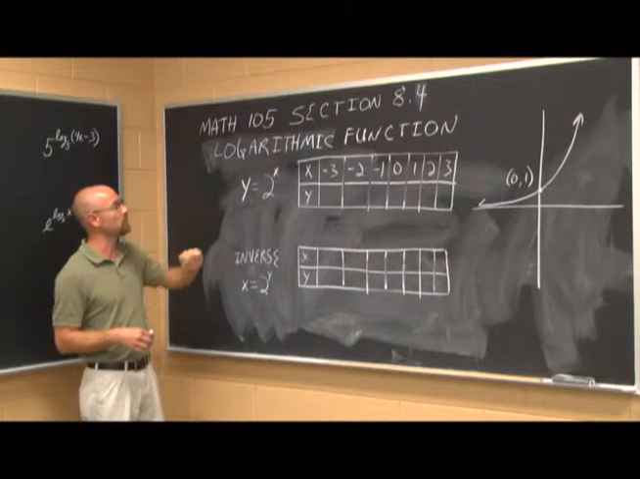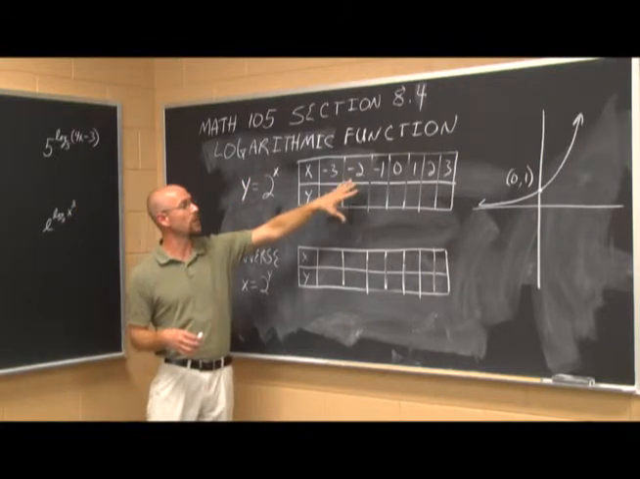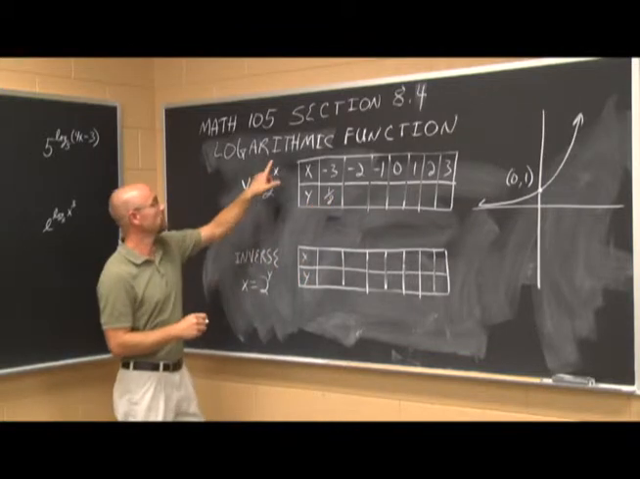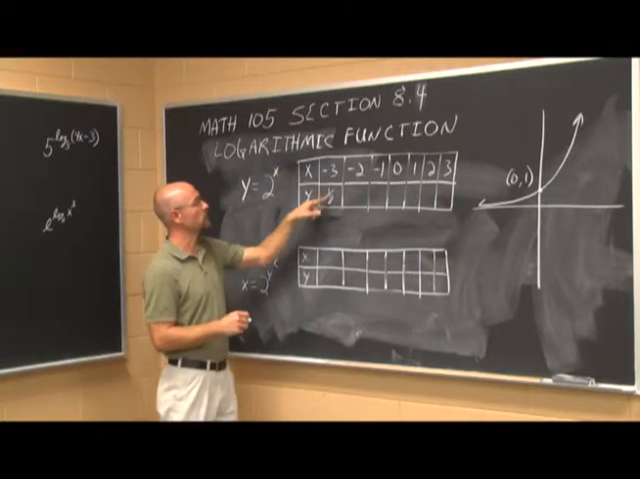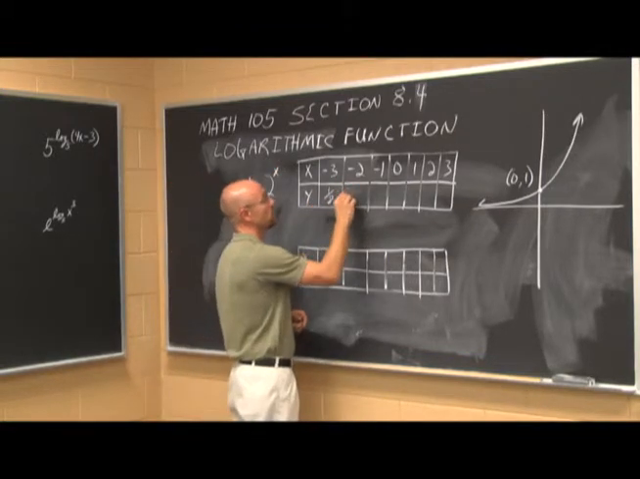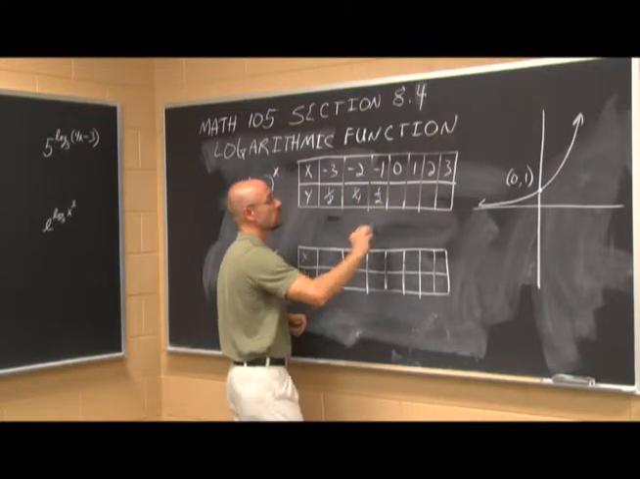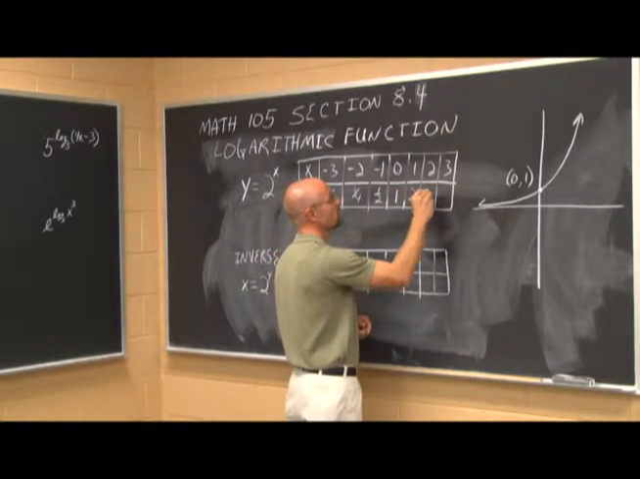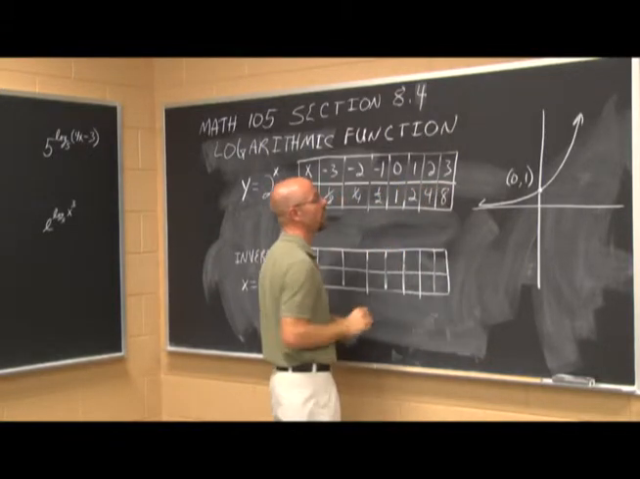We have an exponential function, and we found a series of points. Let's go ahead and do that right now. 2 to the negative third is 1/8. 2 to the negative second is 1/4. To the negative first is 1/2. To the 0 is 1. 2 to the first is 2. 2 to the second, 4. 2 to the third, 8.